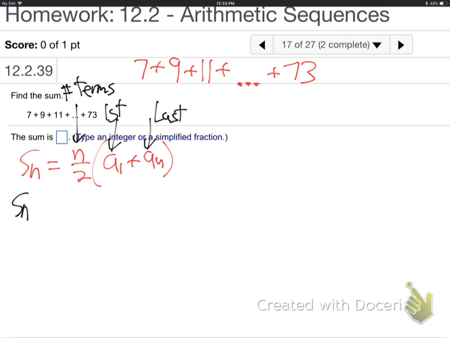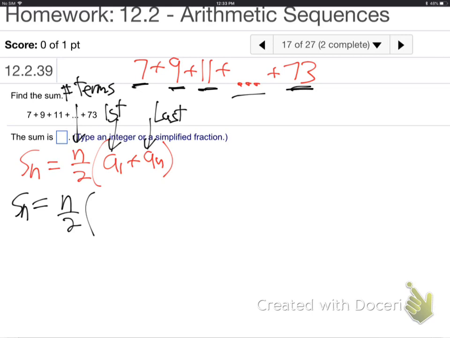So S sub n equals n over 2. I don't know n right now. I'm going to have to come back for n. I don't know how many terms, do I? 7 is the first term, 9 is the second, then 11, then dot dot dot. The last one's 73. I don't know how many terms are being hidden by that dot dot dot. We'll do something in a minute to figure it out. Let's move on. But do we know A1?